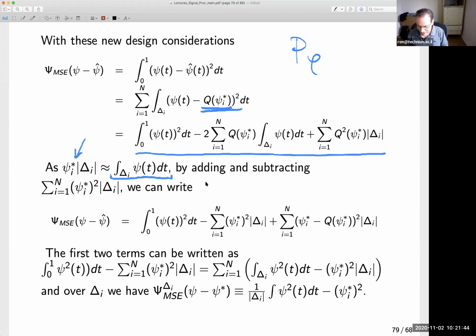Okay, now if I add and subtract this term to the above equation, what I would get at the end of the day is that I have integration over the squared signal. Then I have to subtract the squared average at each and every interval. And here I'm getting something that looks like my quantization MSE, the quantization error, for each and every interval.